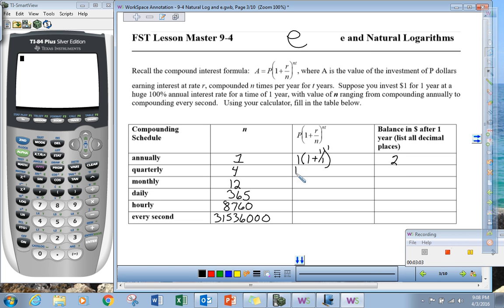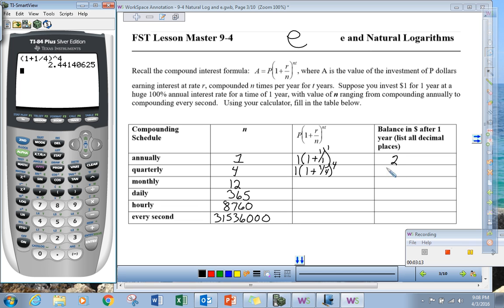Like I said, the 1 out front really doesn't matter, but I'm going to have a 1 plus 1 over 4 compounded 4 times. Well, if we come over here and run that through our calculator real fast, I got 1 plus 1 divided by 4. And let's raise that to the 4th power. Well, now notice that I got up to 2.4414.